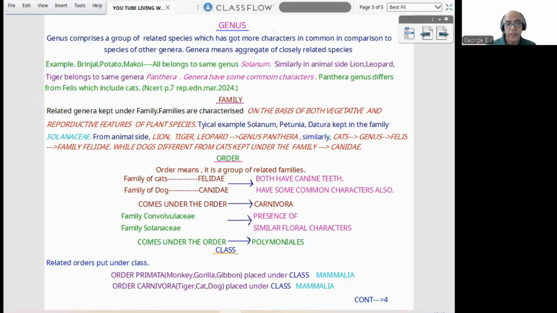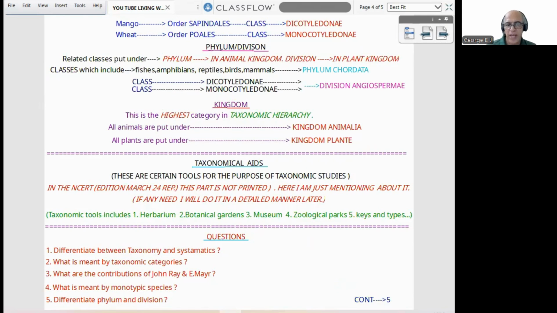Next is class. Related orders are put under the class. So order Primata, which includes monkey, gorilla, gibbon, is placed under class Mammalia. Order Carnivora, the previous one, tiger, cat, dog, is placed under class Mammalia. So we came up to class Mammalia. I think after that it is clear, we can proceed to the next page. Mango, plant side: order is Sapindales, class is Dicotyledonae. Wheat: order Poales, class is Monocotyledonae. So that is plant side and animal side, class.